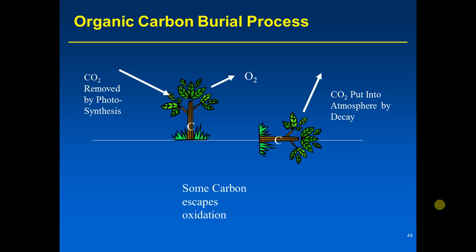But some carbon escapes oxidation, some carbon gets covered up by sediments, by debris, by dust, and so if the carbon is not exposed to the atmosphere, it's not going to be able to combine with oxygen, and no CO2 is going to go in the atmosphere. And so if it's covered up and it escapes oxidation, what then can happen over a long period of time is the carbon gets buried deeper underground. And this puts carbon into the land. Okay?